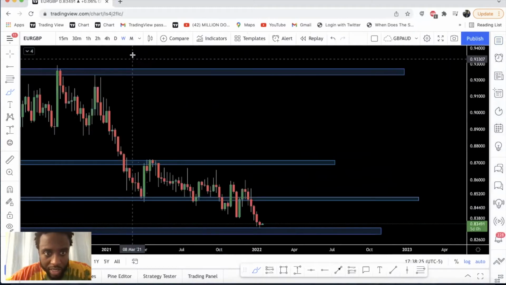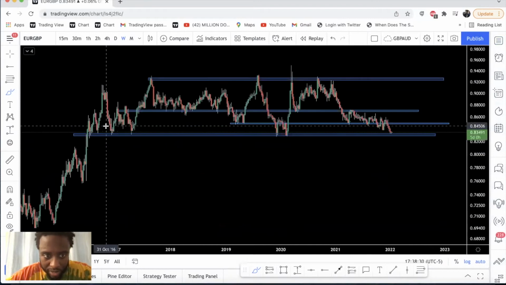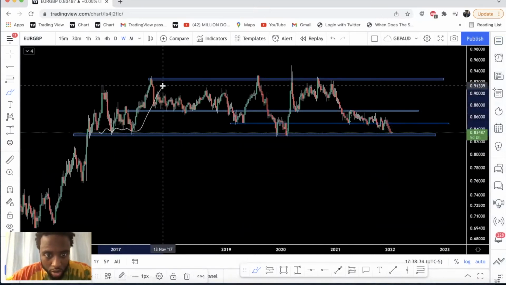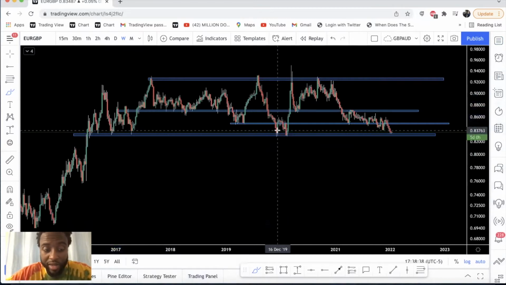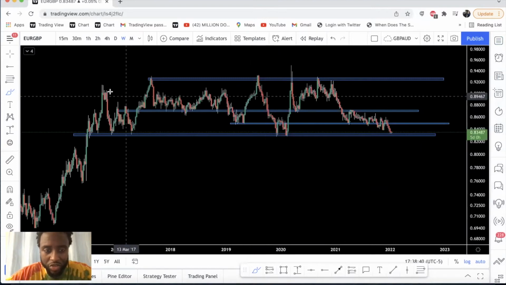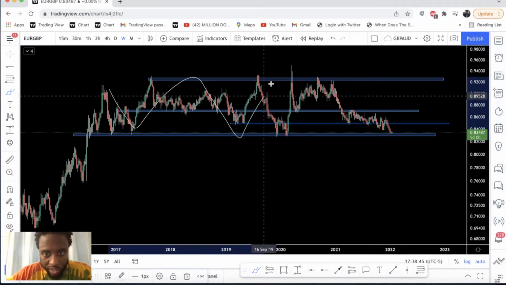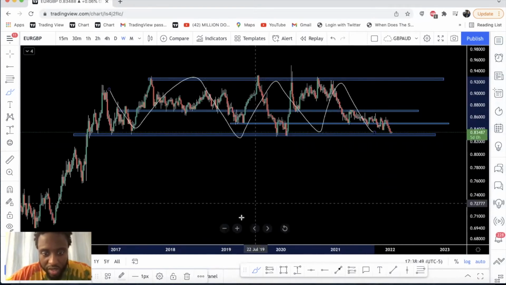Euro GBP. So looking at EG, this is in a major demand zone. Looking to the left, this is way back in 2016, so this is a strong demand zone. And when you're at a level like this, the chances of it breaking are usually slim, because EG really is a pair that ranges a lot. This is really one big range on a weekly and a monthly, just one big sideways move.